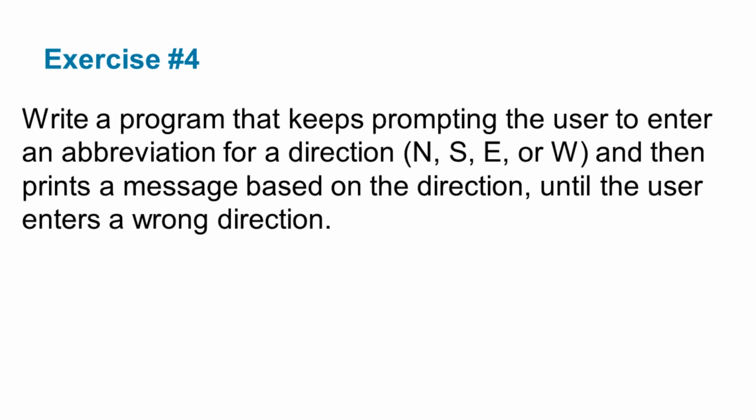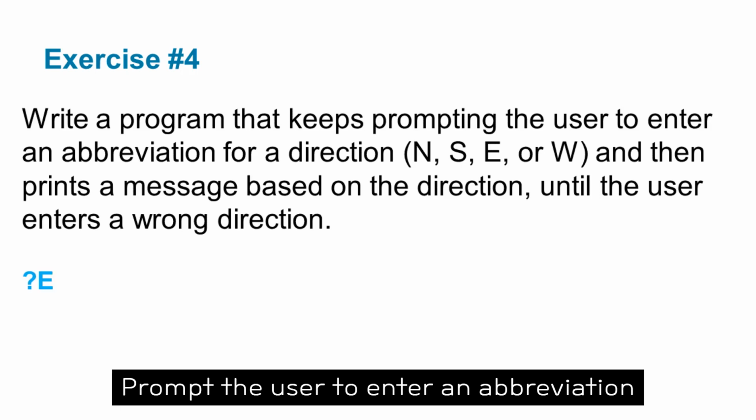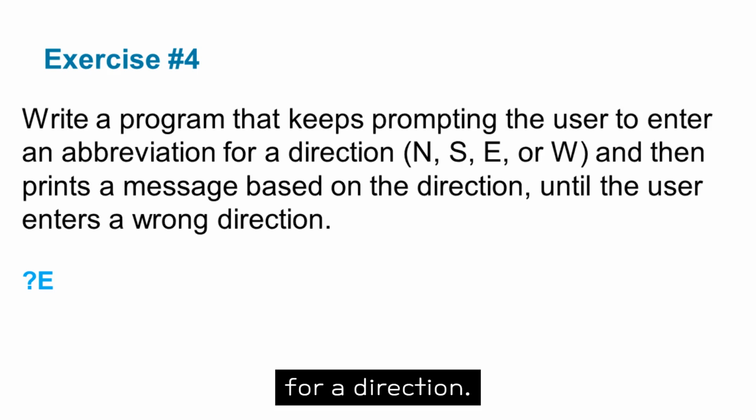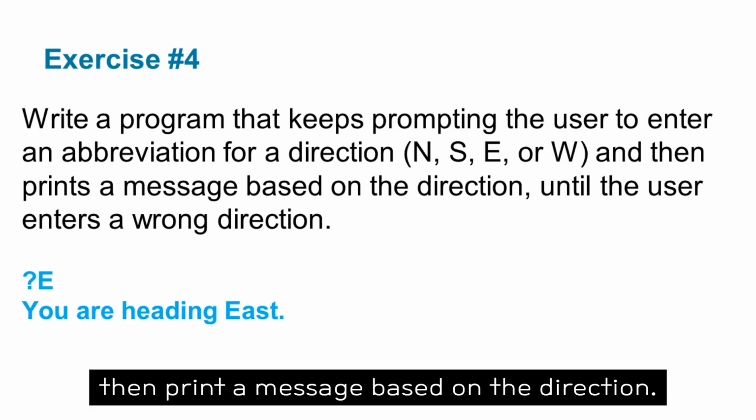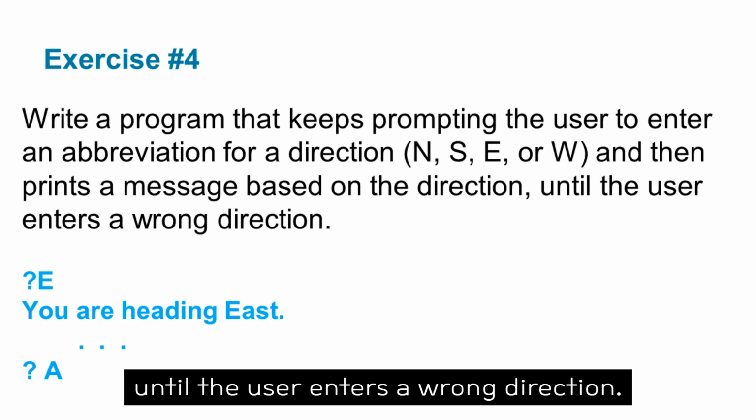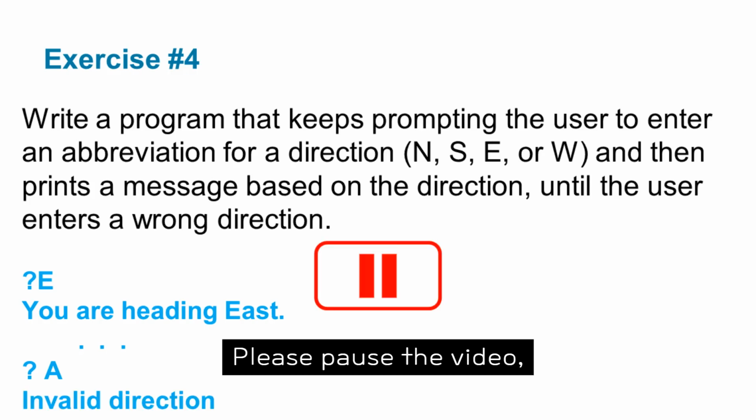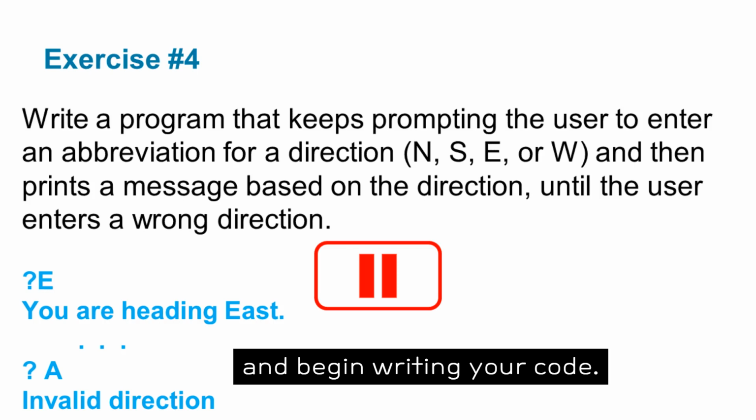Exercise number 4. Write a program that keeps prompting the user to enter an abbreviation for a direction, and then prints a message based on the direction, until the user enters a wrong direction. For example, prompt the user to enter an abbreviation for a direction. Then print a message based on the direction. Keep doing this until the user enters a wrong direction. Please pause the video and begin writing your code.